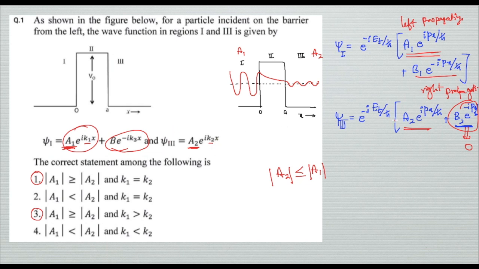Now you just have to relate the values, since in the question it is given in these terms, so you can relate the powers with this particular value. If you relate both of them, you are going to get k1 equal to p upon h cross, and similarly k2 will also be equal to p upon h cross. So both of these terms become equal to each other. You can see both of these power values, e to the power ik1x and e to the power ik2x, so k1 is equal to k2 for this particular region. So the correct answer comes out to be option number 1.